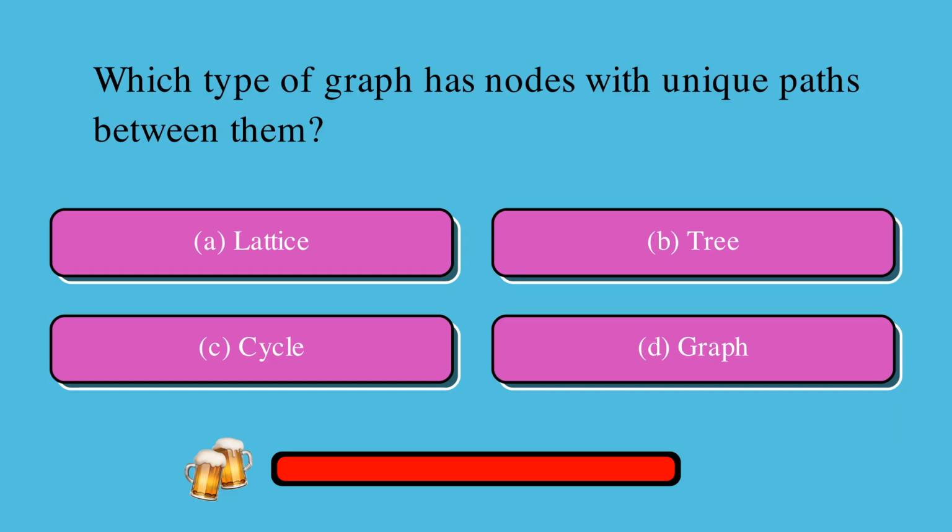Which type of graph has nodes with unique paths between them? Is it A, lattice, B, tree, C, cycle, or D, graph? The correct answer is B, tree.